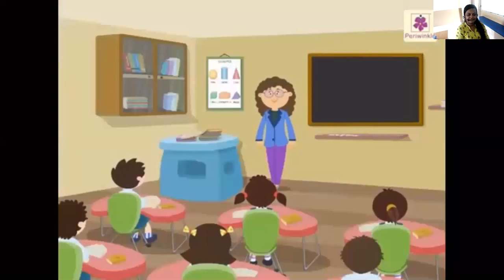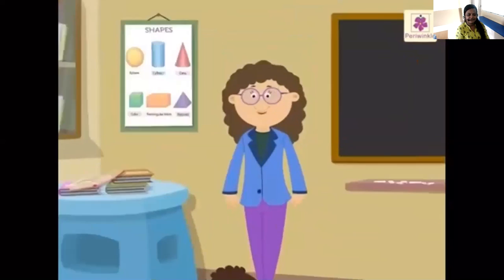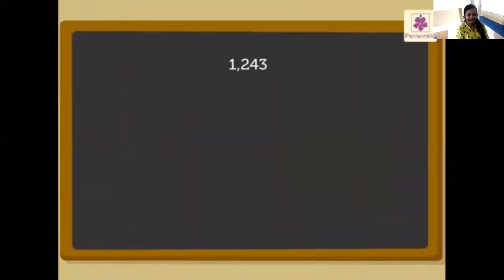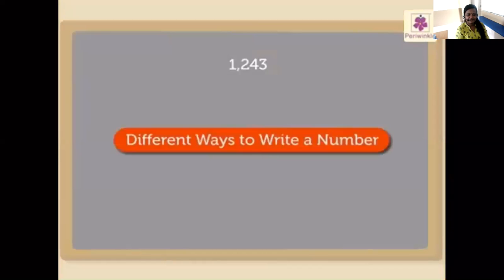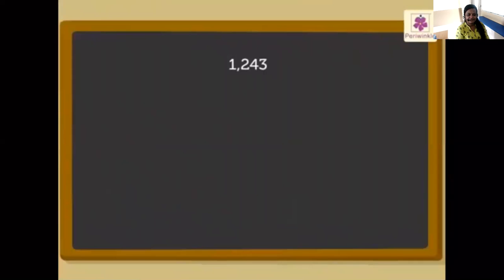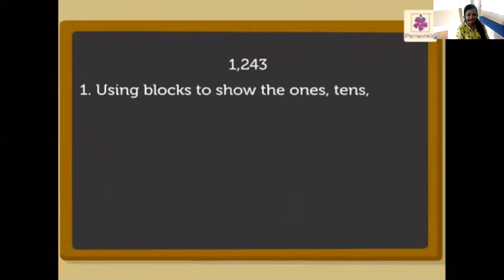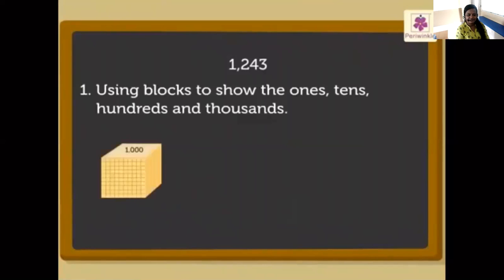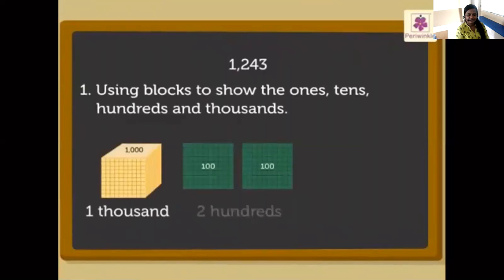We already know the different ways to write a 3-digit number. Today, let us take the 4-digit number 1243 and show it in different ways. Let us begin. 1. We can use blocks to show the ones, tens, hundreds, and thousands in the number as 1 block of 1000, 2 blocks of 100, 4 blocks of tens, and 3 blocks of ones.